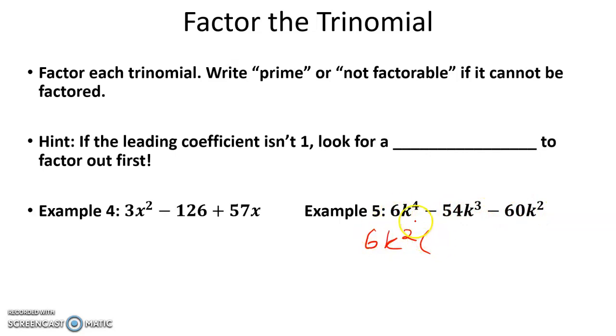6 divided by 6 is 1, so I'll be left with k squared. Negative 54 divided by 6 is negative 9, so I'm just left with negative 9k. And negative 60 divided by 6 is negative 10 right there as well, all right?